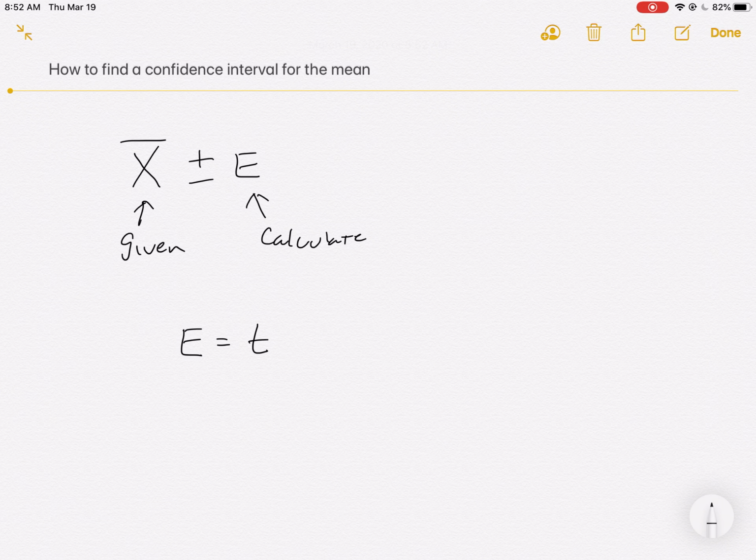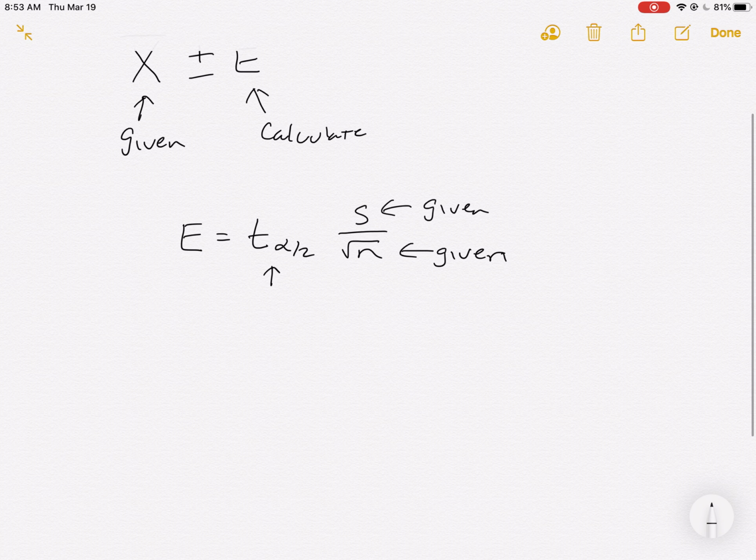It's a little bit different. We've never seen this t before. T alpha over 2, and then it's s over the square root of n. That's the formula for the error that we're going to be using. And so the only thing that's different about this really is the chart that we have to go up. S will be given, and n will be given in the problem. So if we can learn together how to get this t alpha over 2, then we'll be set.